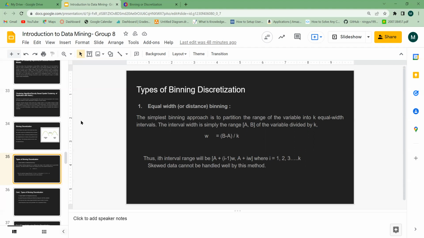w equals (b minus a) divided by k. Thus, the ith interval range will be given by the set of values a plus (i minus 1) times w and a plus i times w, where i is a range of values varying from 1 to k. Skewed data cannot be handled well by this method.